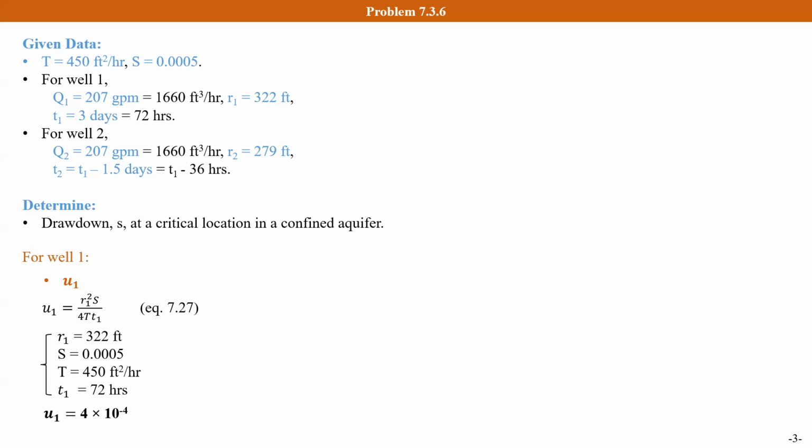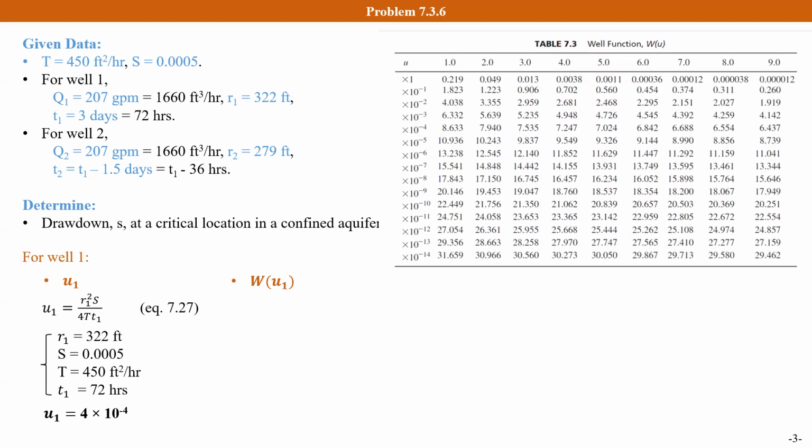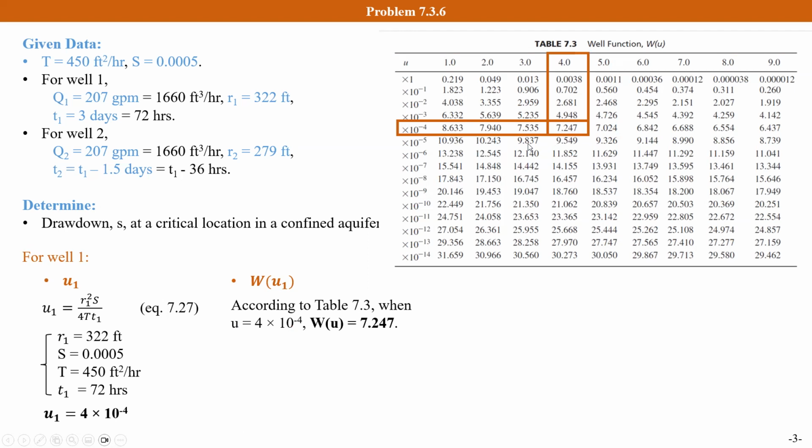The next step, we need to use U1 to determine the value of the well function by applying table 7.3. We divide this value into two parts, 4 and 10 to the power of minus 4, then we can find the intersection at 7.247. So based on this table, the value of the well function is 7.247.